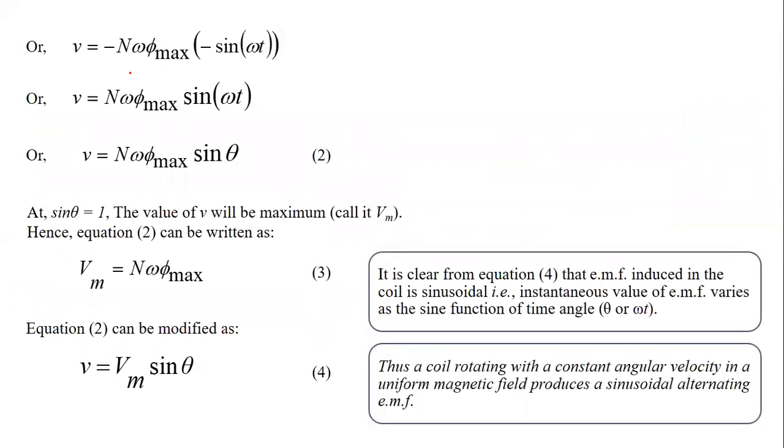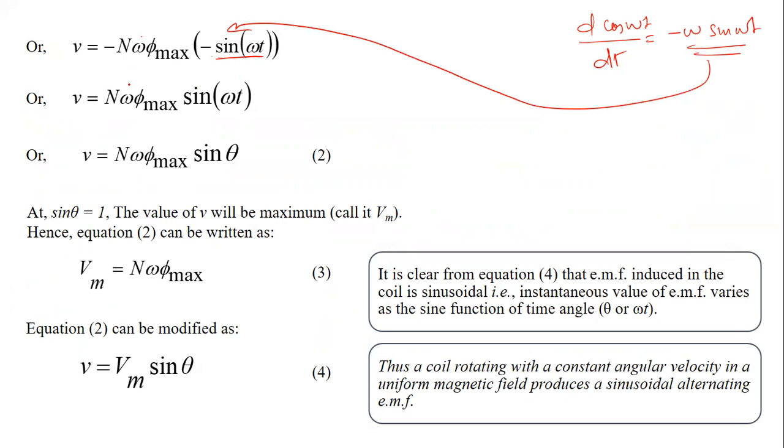So on solving this equation we get, because the derivative of cosine of omega t is minus omega sine omega t, that is d cos omega t by dt is equal to minus omega sine omega t. So this is what we have put here, right? So now the minus minus sign will be cancelled out here. So we have v is equal to n omega phi max sine omega t. Or we can also write it like this, n omega phi max sine theta, because theta is equal to omega t, right?